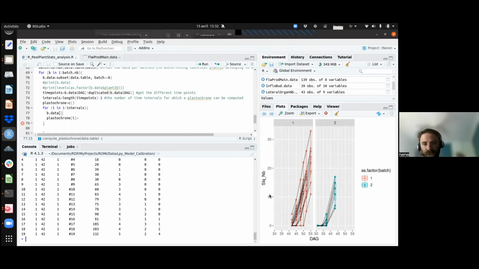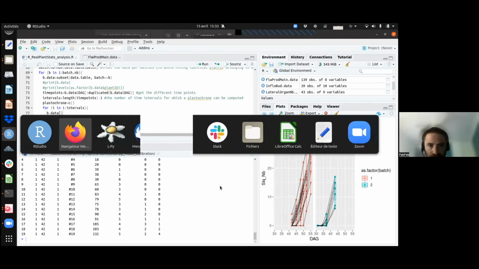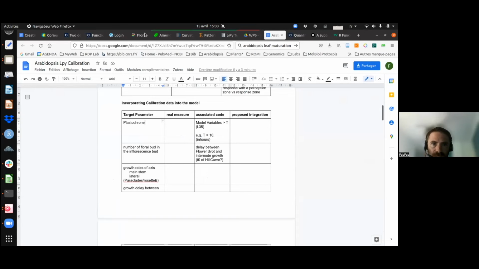So now I'm trying to parse my data to automatically compute the plastochron, and when I have the plastochron from this experiment, I could reinject it here in the code where I identified it. So that's the factor T in the code. So that's the general idea.